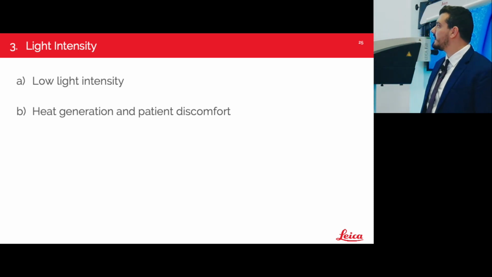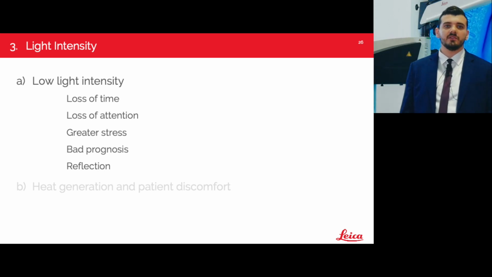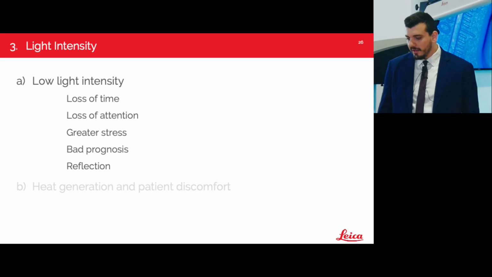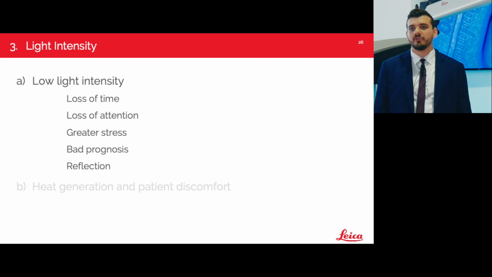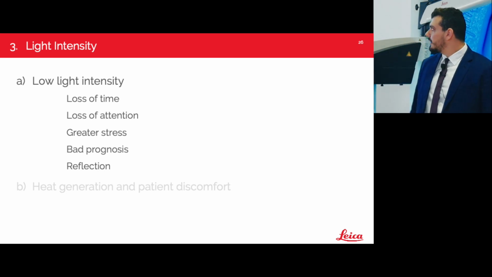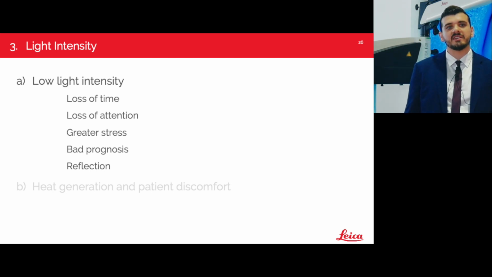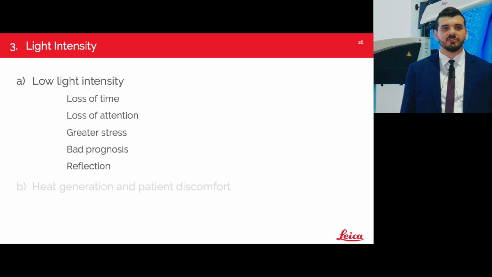The third complexity is intensity of light. If the intensity of light is too low, you will lose your time, attention and control, and you will get a more stressful procedure, and that will affect your prognosis. And if you have an option to increase the intensity of light, you will face two problems. The first one is the reflection, and the second one is the heat generation.